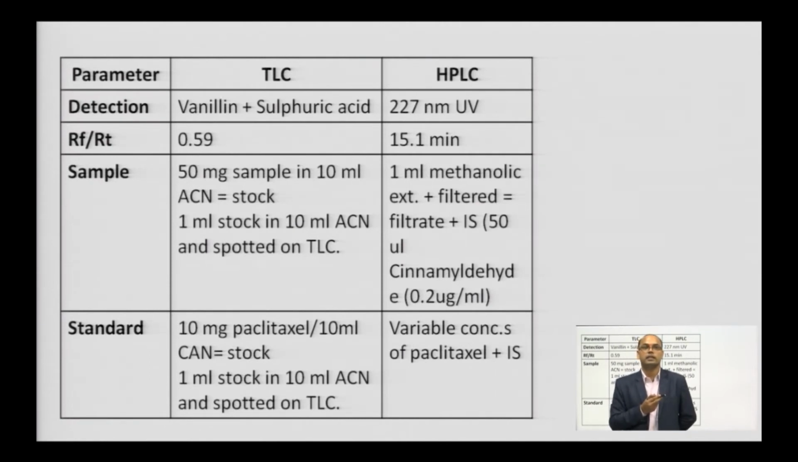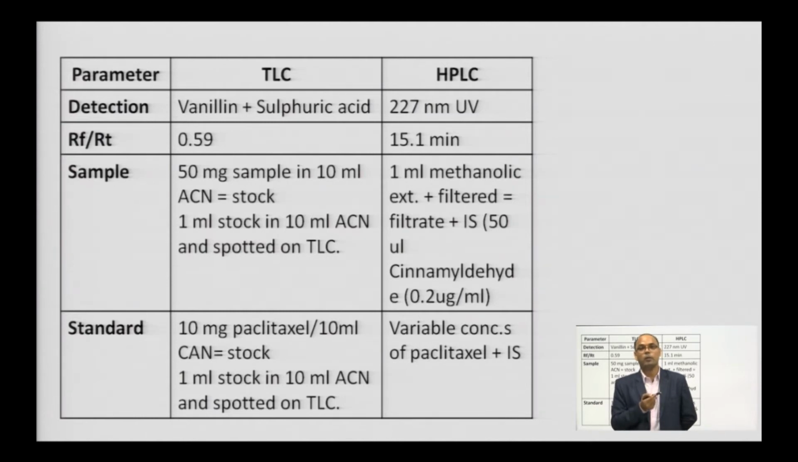Regarding the detection in TLC, when you have developed the TLC plate, the detection of the spots or the bands of Paclitaxel in the chromatogram can be achieved by spraying the TLC plate with vanillin sulfuric acid reagent. After spraying, you have to heat the plate at 110 degrees Celsius for 10 minutes, and after that you should visualize the plate under UV radiations at short wavelength, and you can see the RF value of Paclitaxel on the TLC chromatogram at 0.59.